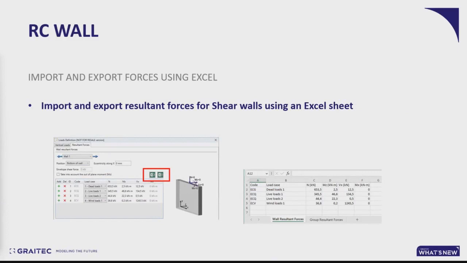The next point is for shear walls. For shear walls, it's now possible to import and export resultant forces using an Excel sheet. For this, there are two new icons available in the window of load definitions. One is for import, one is for export. We can import resultant forces per wall or per group of walls. Of course, this is helpful, especially when load data we have is available from external sources, or when we just want to easily modify values using some formulas in Excel.